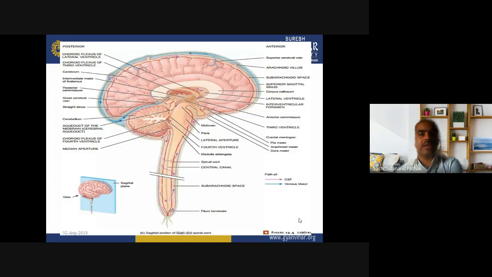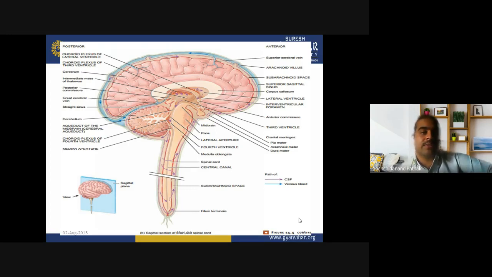You can see the structure, like the posterior and anterior view is there. In the anterior view you can see the most outer is the arachnoid villi, then superior cerebral vein, then subarachnoid space, then the superior sagittal sinus, then corpus callosum, then lateral ventricle, interventricular foramen, anterior commissure, third ventricle, and the cranial meninges will be there. And on the posterior side, you can see the choroid plexus of the lateral ventricle, then choroid plexus of the third ventricle, cerebrum.